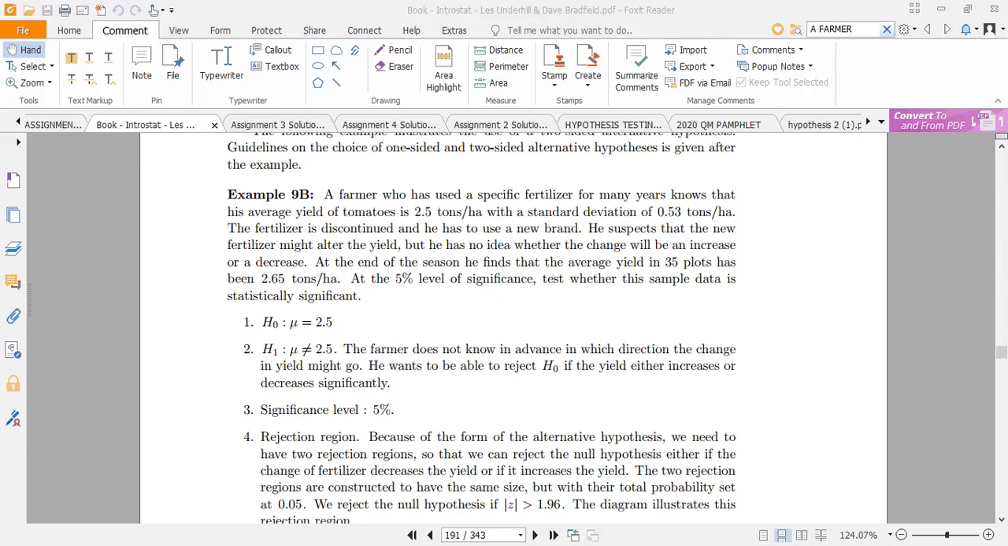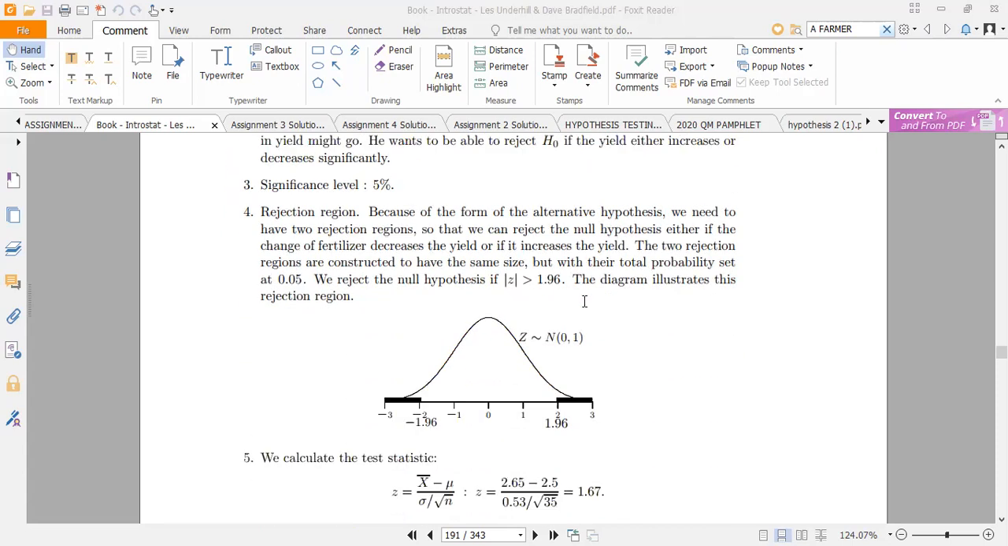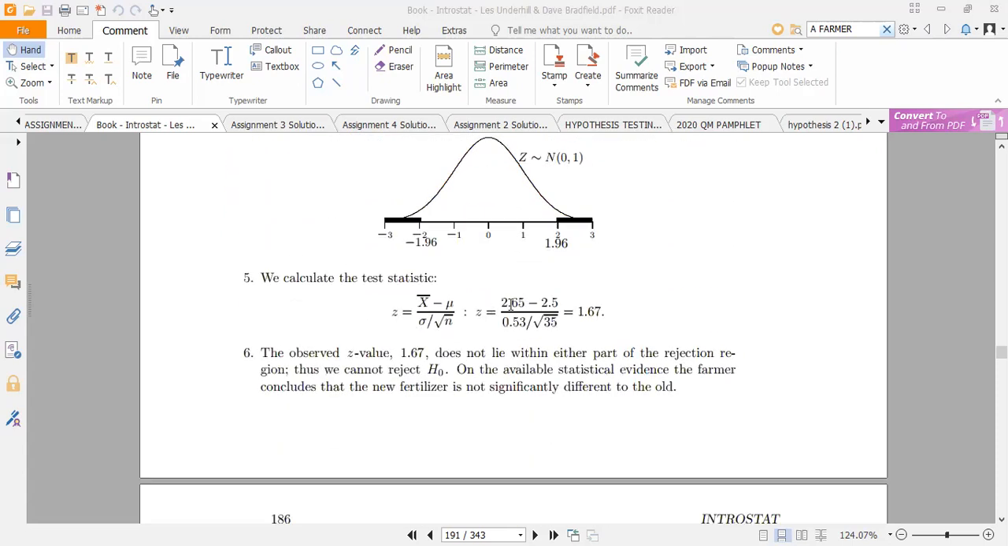So we use a Z because this is a sample more than 30. If the sample is less than 30, we use a T. This 2.65 is our X bar because it was calculated from 35 plots. So when we calculate this, we get 1.67. So now we identify whether it's inside or outside. Now 1.67 is somewhere here, inside.